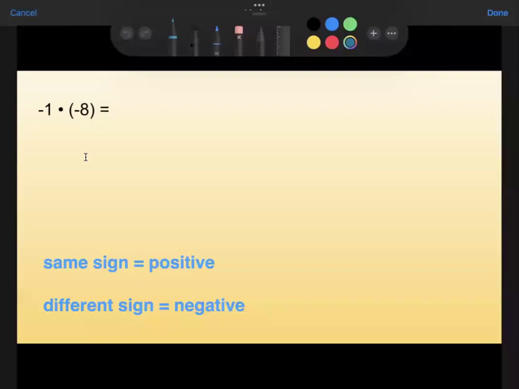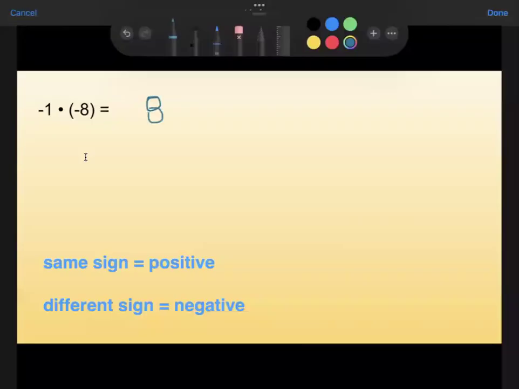So since we know that's going to be positive, we can go ahead and put a positive sign if we want, or we can just leave it blank. Totally up to you. Then all we have to do is 1 times 8, which is 8. So your final answer would be positive 8 or just 8.